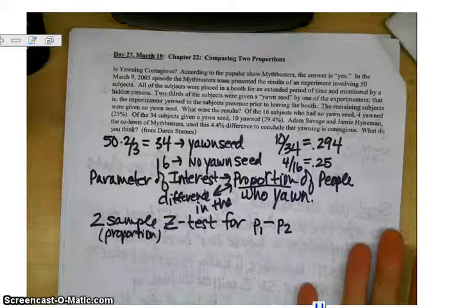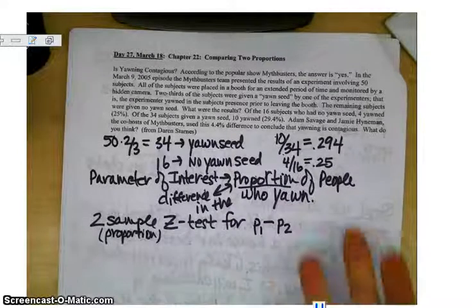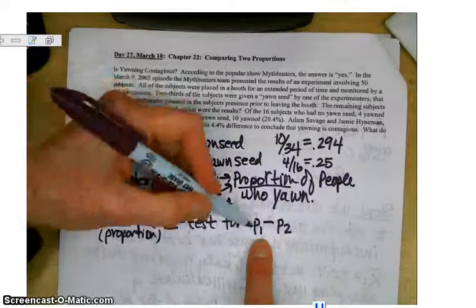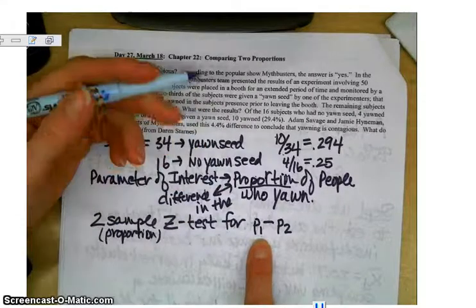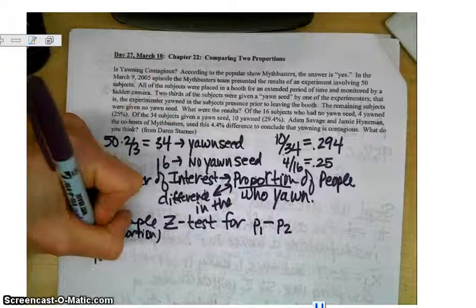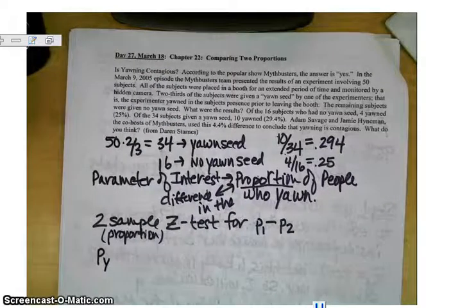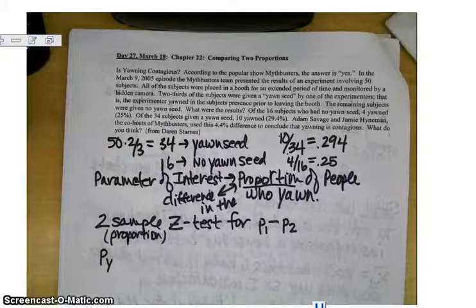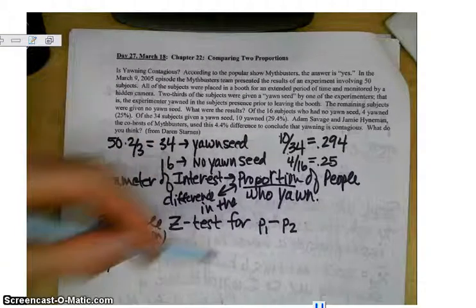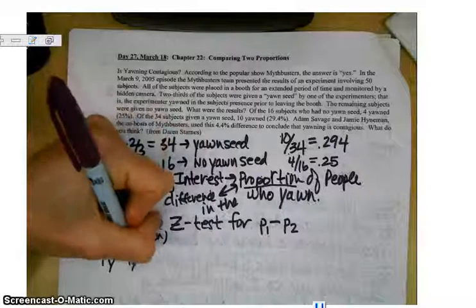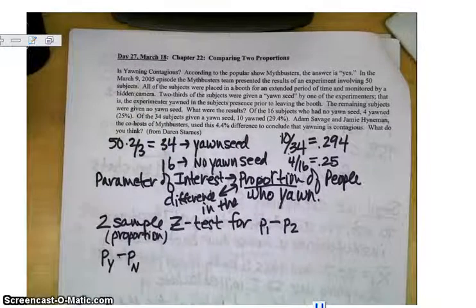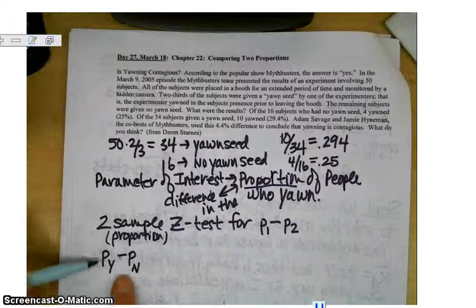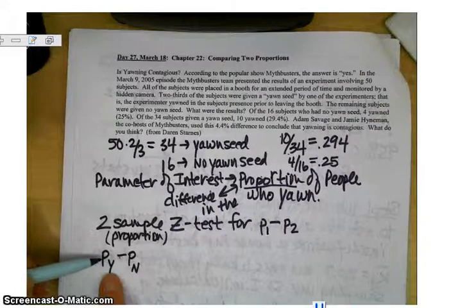And we just have to decide which way we're going to subtract. What's our P1 going to be in this case? The yawn seed. How do you want to label it? Instead of 1, what do you want to call it? P, I think, does Y make sense? Yawn, or S for seed, whatever makes sense to you, you can do in your test. It's not a magic variable. Minus the proportion with no yawn seed. So you could write S and N, that's fine. Those are our proportions.